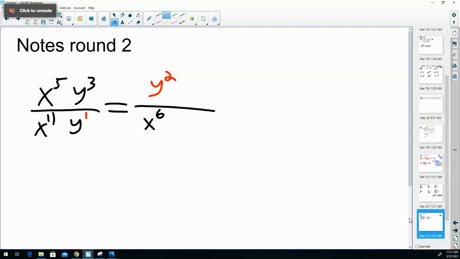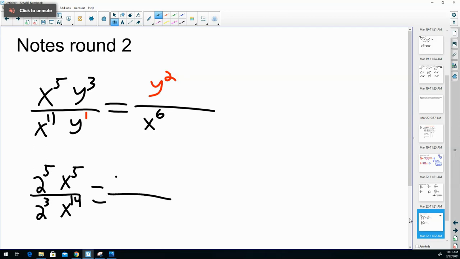And 11 minus 5 is 6. Remember, that 6 goes on the bottom now. So what if we had 2 to the 5th over 2 to the 3rd, and then x to the 5th and x to the 14th. Okay, so 2 to the 5th over 2 to the 3rd, 5 minus 3 is 2 on top, right? 5 is bigger. And then 14 minus 5 is x to the 9th on bottom, again, because that 14 is bigger.